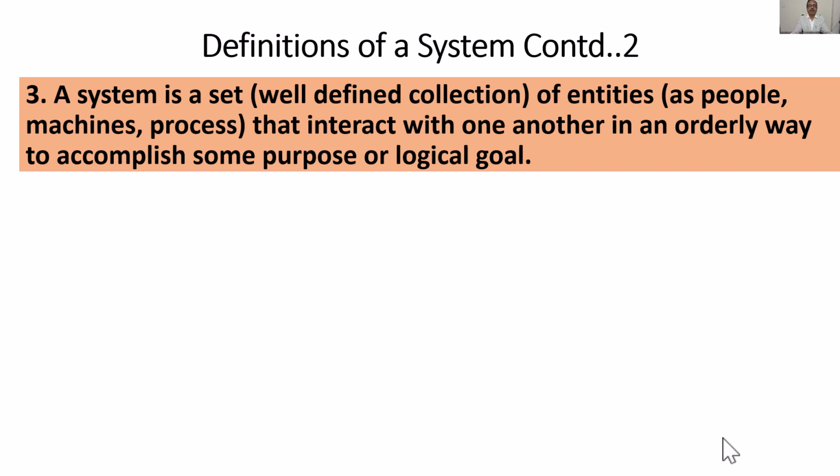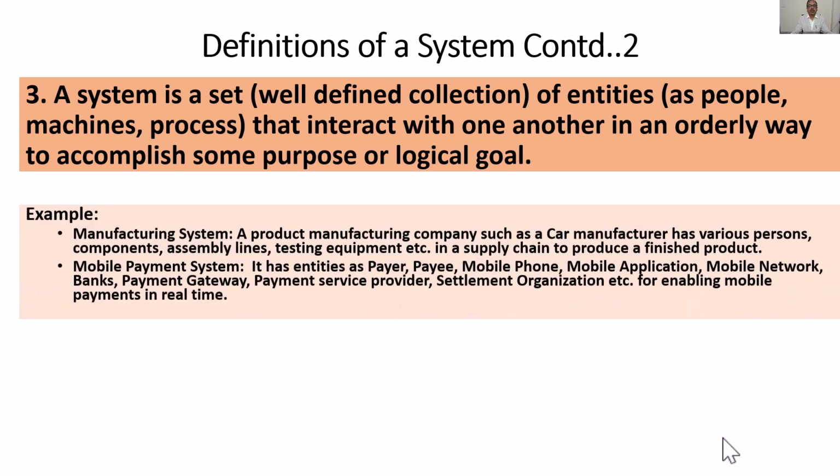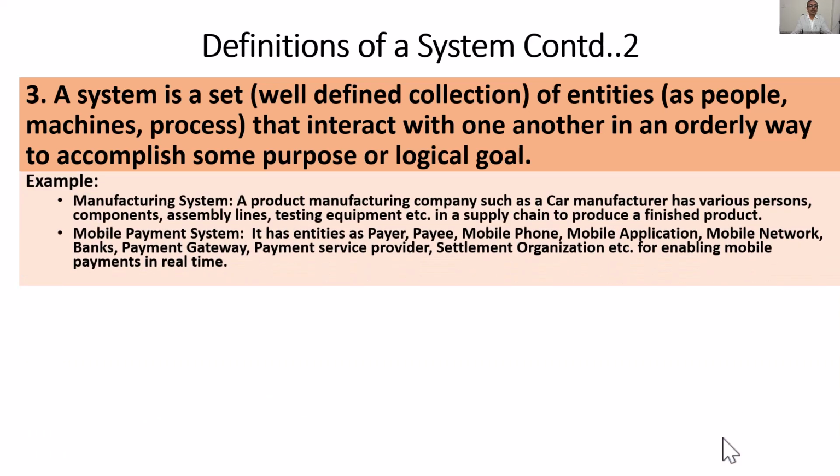A system is a set of entities such as people, machines, process, etc., that interact with one another in an orderly way in order to accomplish some purpose or logical goal. Example: manufacturing system. A car manufacturing company has various entities such as people, components, assembly lines, testing equipment, etc., which work in sync like a supply chain to produce finished goods or products.